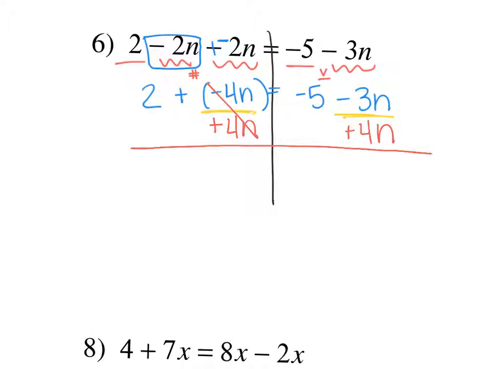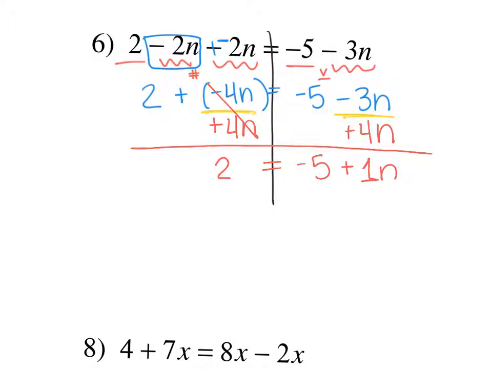See you later, alligator. Carry down my 2, carry down my equal sign. -5 is not being combined with anything. And then I have -3n plus 4n. So if I have -$3, I'm in the hole $3, but I get paid $4, I'm ahead $1. So plus 1n. Now I have a number on my right-hand side.